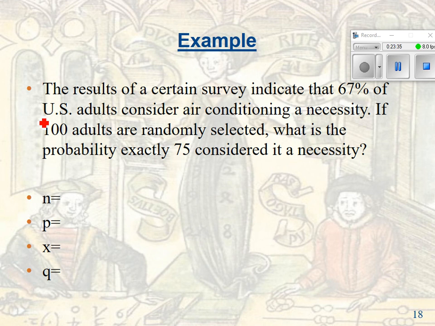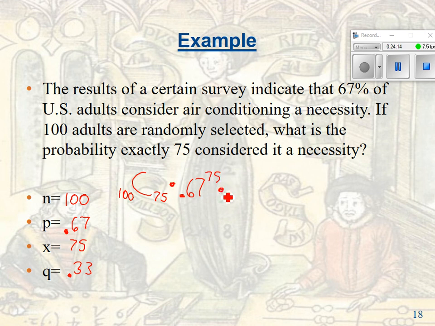What's our N this time? What's our P? What's our Q? I'm not sure why I switched them around this time. It doesn't matter. What's our X? How many do we want? So C, 100, we want 75 times 0.67, and we take 100 minus 75, what's 100, or no, we don't, sorry. We just put 75 up there, right?